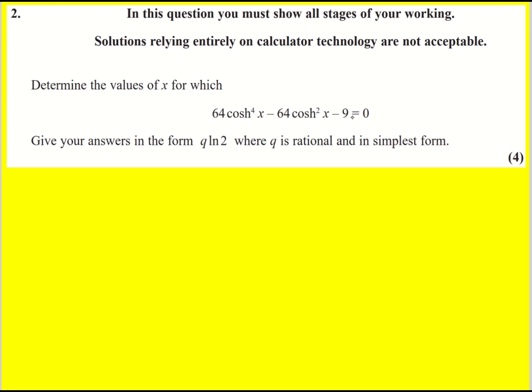Some of the values of x for which this is true. It's actually a hidden quadratic in terms of cosh squared x. So I'm going to let u equal cosh squared x. Then I'll get 64u squared minus 64u minus 9 equals 0.